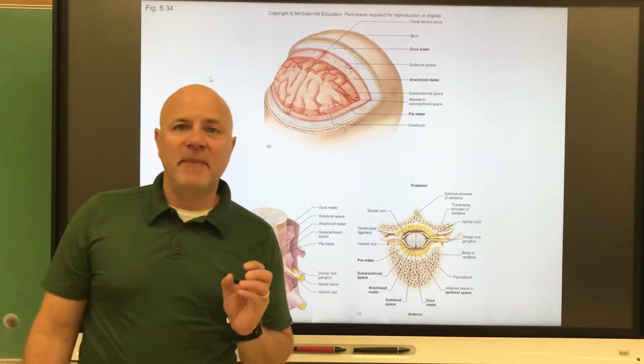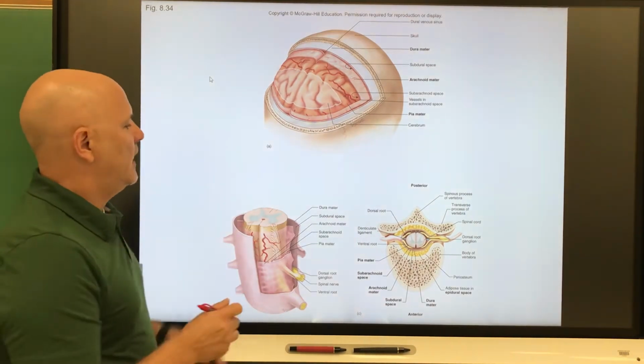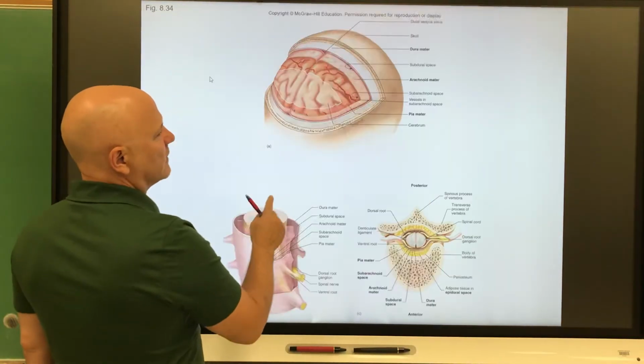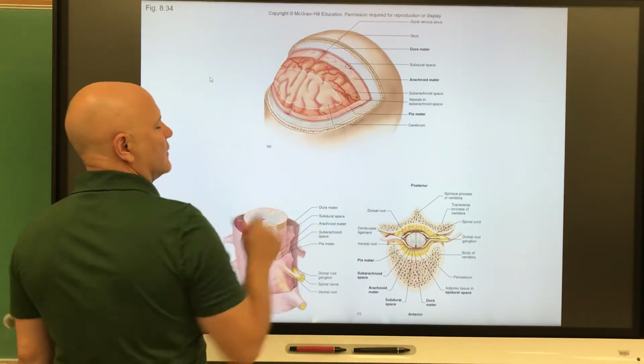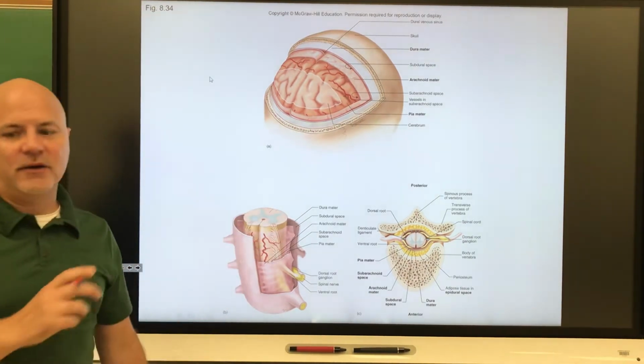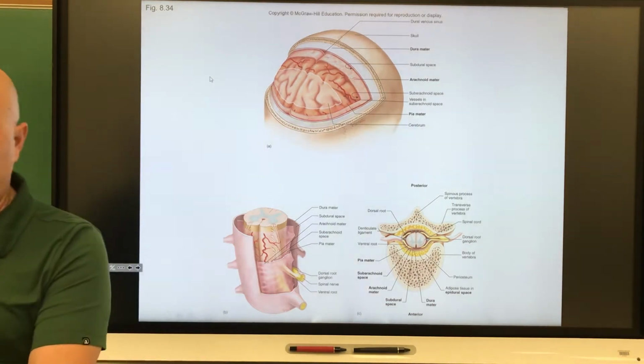So let's take a look at the meninges. Now, meninges are membranes that surround the brain and spinal cord. And so this is showing, we have 1, 2, 3 layers, and so 3 layers to the meninges. Down here on the spinal cord, we have 1, 2, and then 3 layers to the meninges there. These are membranes that are going to protect the brain and spinal cord.